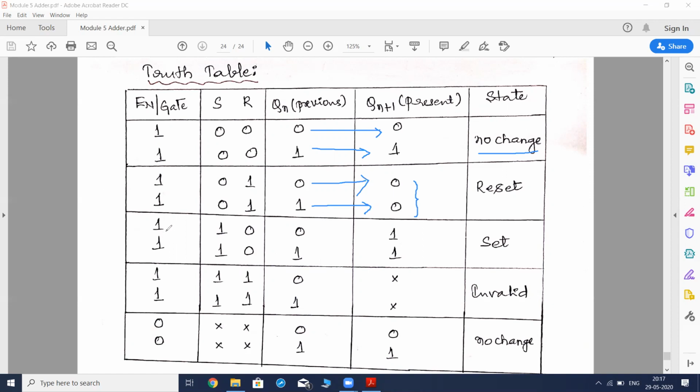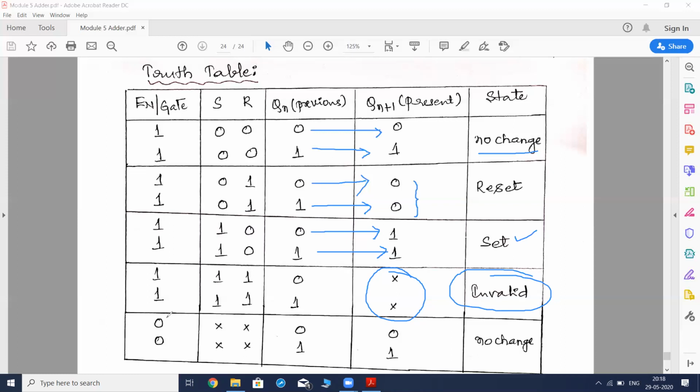Next we have the input S equal to 1 and R equal to 0. For this particular condition, we are going to get the set state. That means if the previous output was 0, it will make it 1. If 1 is already there, then it will retain that 1. So this condition is called the set state. And when both the inputs are 1 1, the output is called an invalid state, or the indeterminate state.